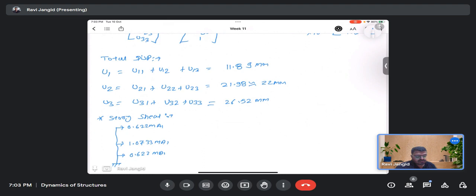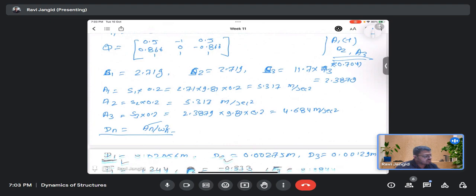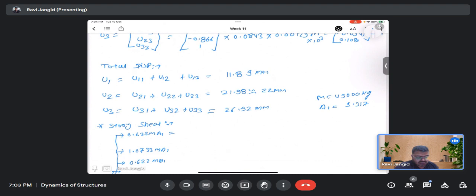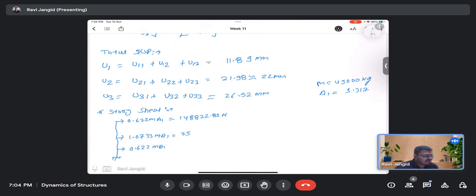So if you put m for the first story, how much is m? The m is the same, 45,000 kg. And a1, how much is that? That was 5.71, 5.317. Okay, if you do that, you will get 14.88. We can substitute into the final equation, right? Yes, you can do that also, but for the explanation I am writing this. Whatever expression you get for v1, v2, you can do that also.